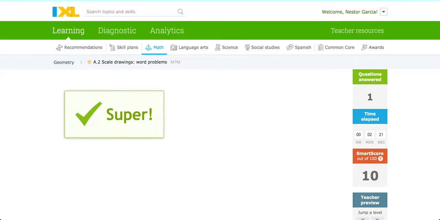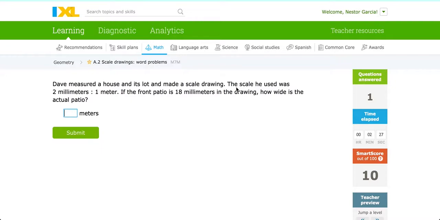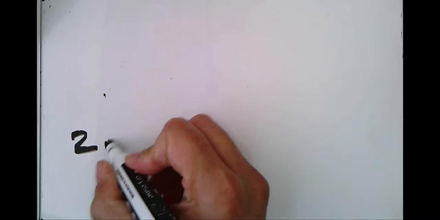Try another. Dave measured a house and its lot and made a scale drawing. The scale he used was 2 millimeters to 1 meter. Before we continue, let's go ahead and create this ratio back on our drawing board. 2 millimeters to 1 meter.